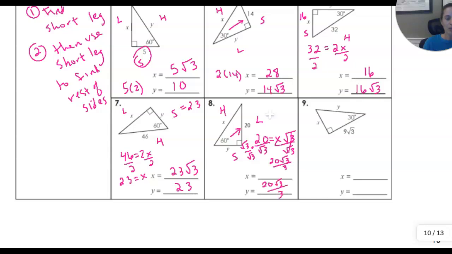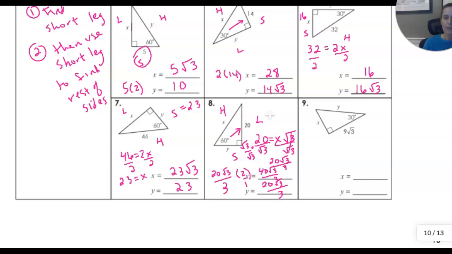And to get the hypotenuse, we take that 20 radical 3 over 3, and we multiply it by 2. But remember, it's really 2 over 1. So it'd really be 40 radical 3 over 3. So the denominator does not get multiplied by 2, only the numerator.